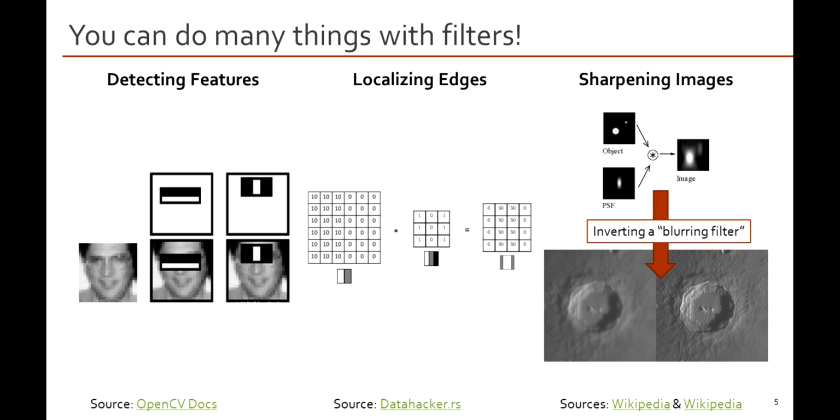exactly where the edge is located. There are even sophisticated techniques like sharpening images, where if I can come up with the point spread function that describes how an image was blurred, I can then take that filter, invert it, and then use that to create, say, a sharper image by correcting for the effect of atmosphere on a telescope image.